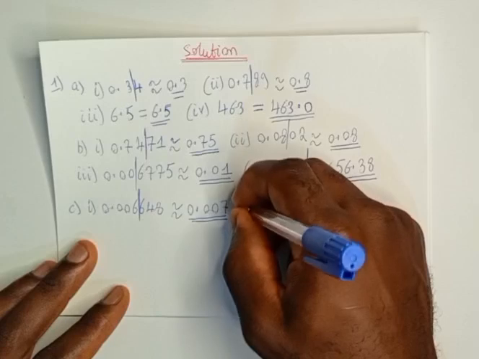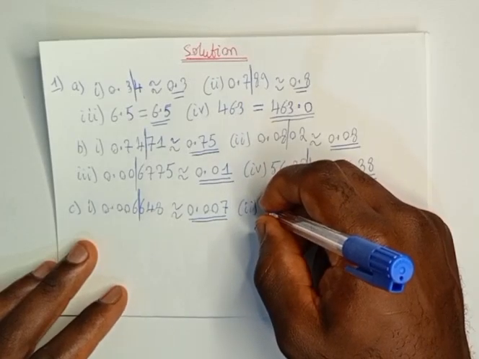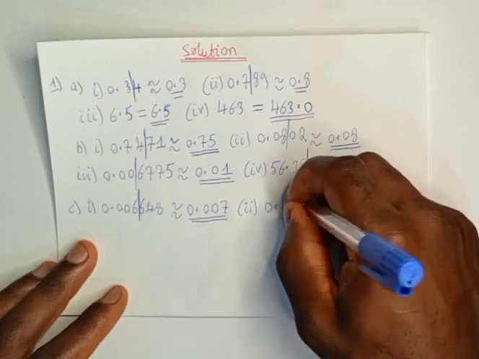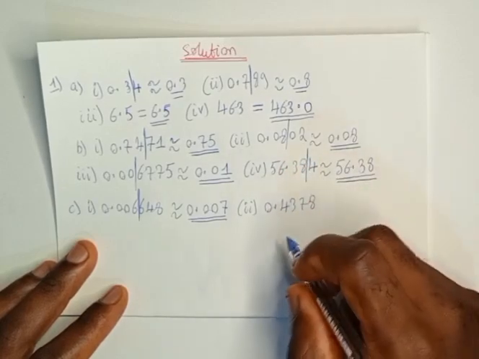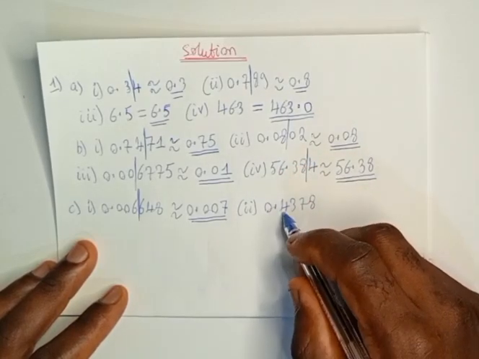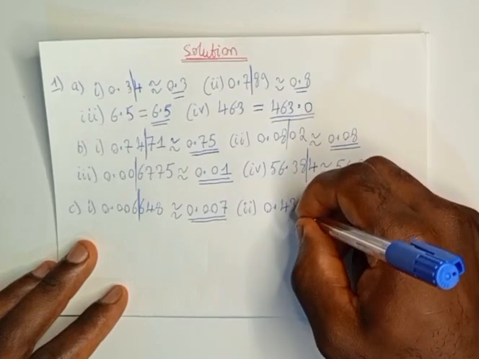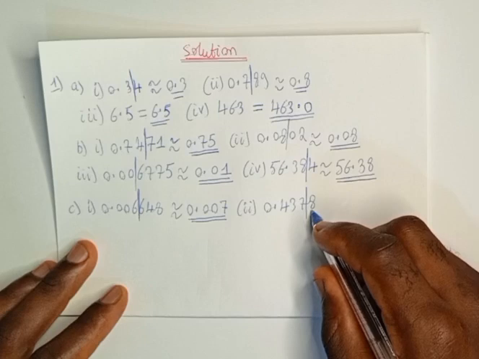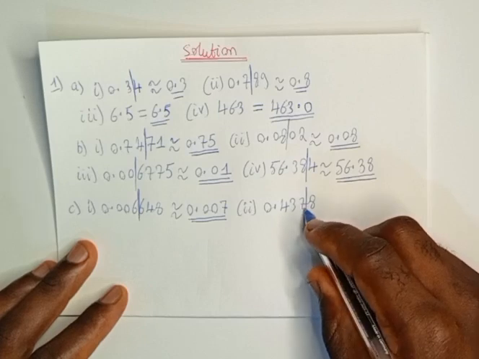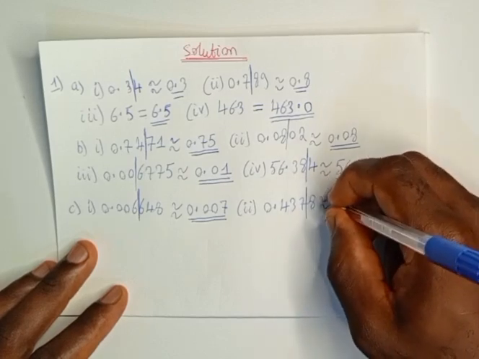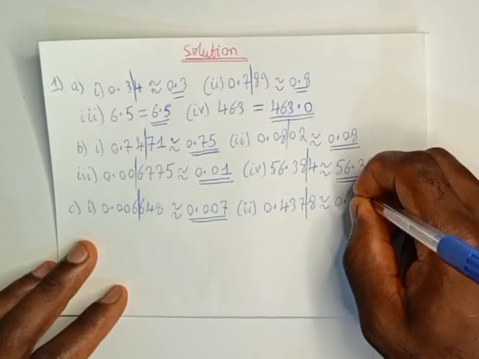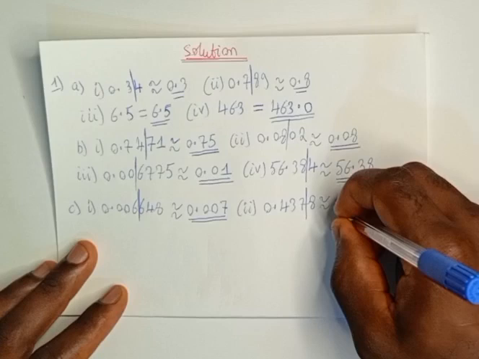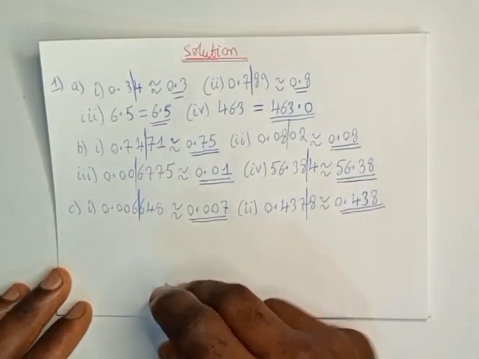For 2i, we have the number 0.4378. To 3 decimal places, we count 1, 2, 3. We have to round off between the digits 7 and 8. 8 is greater than or equal to 5. It is rounded up to 1. We add the 1 to this 7, gives us 0.438. 7 plus 1 gives us 8. Underline the answer.